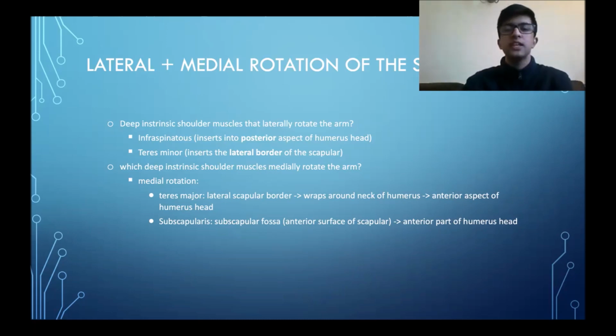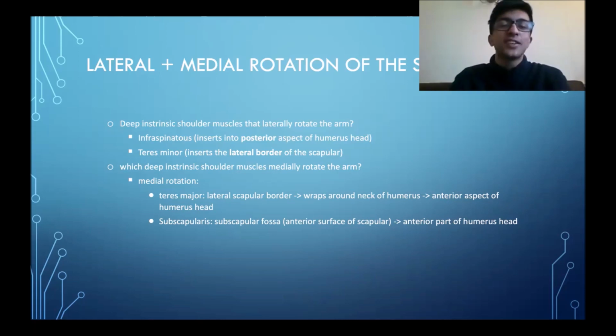So both of these insert posteriorly, and if they contract, as you can try on yourself, it's like having a string from the back connected to your arm and it contracts, you're pulling your arm laterally. So that is lateral rotation: infraspinatus, teres minor. Trying to memorize it myself as we go.